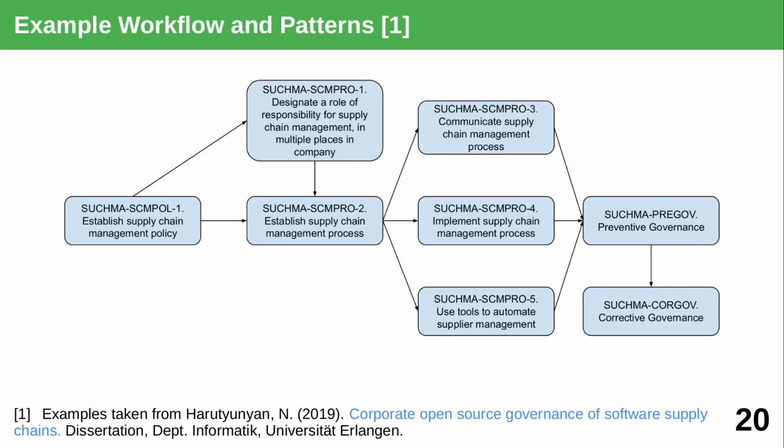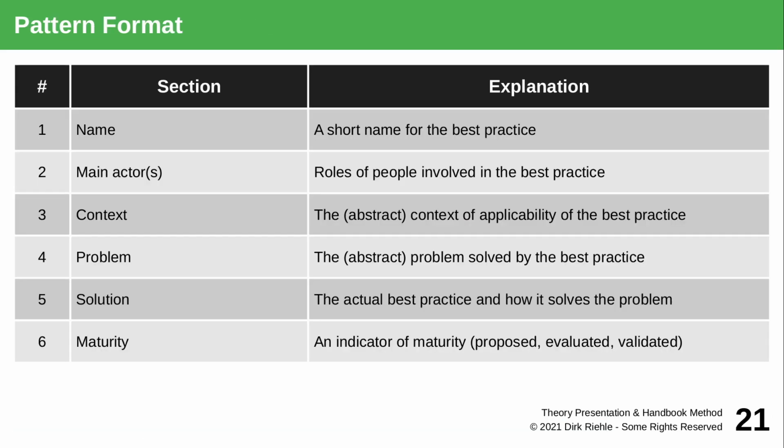These patterns can be arranged, for example, in process templates or workflow templates, because no pattern is an island, they all interact. If a pattern or some patterns are activities, and activities feed into each other and so forth. The details of how to structure this may depend on the domain. Here in supplier management for open source governance, we just have these 8 patterns and how they relate. Now the individual patterns still need to be described.